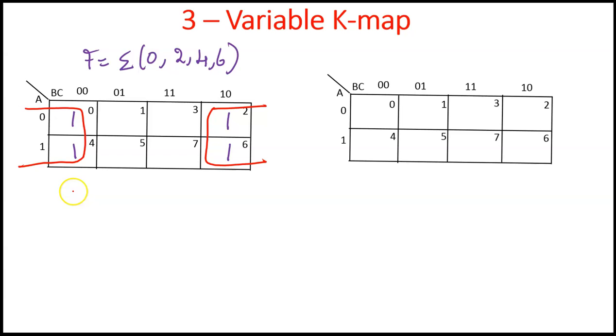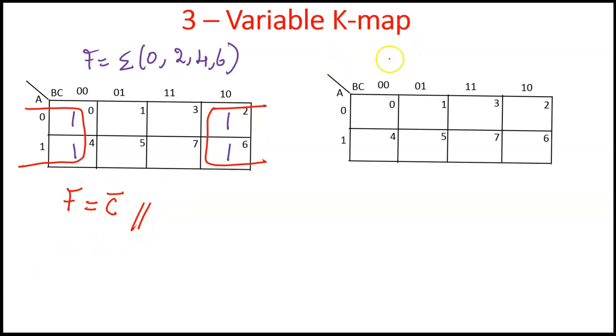So therefore, the expression for this adjacent quad grouping is given by: the A value is changing, the B value is also changing, whereas the C value is not changing. The value for C is 0. Therefore, the answer for this is C bar.